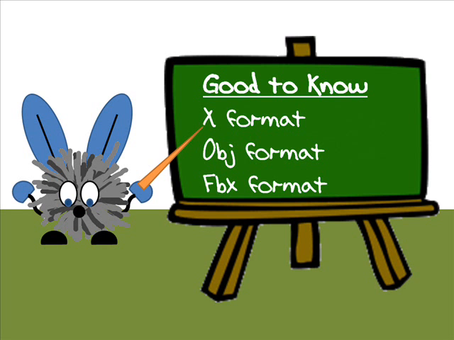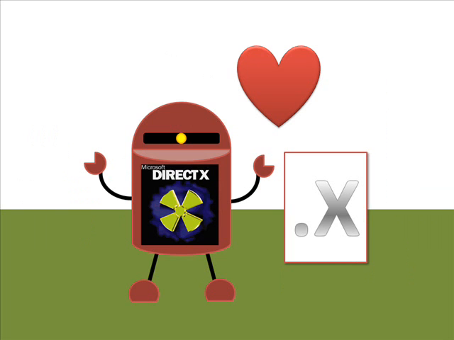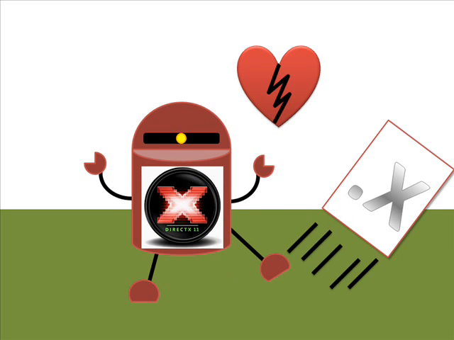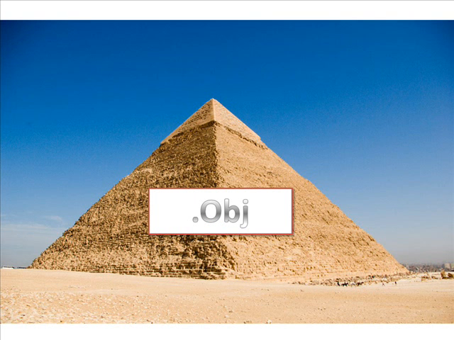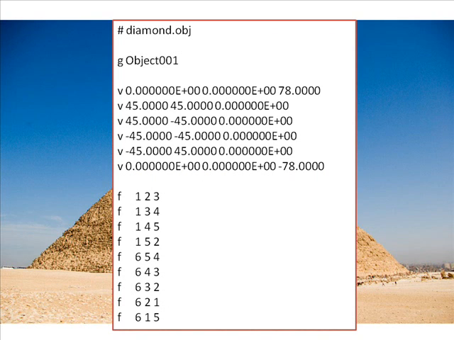A few of the more common formats you might want to be aware of are X, OBJ, and FBX. .x is the DirectX format. At least it was until they threw it away after DX9. But a lot of tools and engines still use this format. OBJ is an ancient format. It was used in the mid-90s for various 3D drawing packages. It's old, but it's really easy to read. See? And it's been used as a common data interchange format.